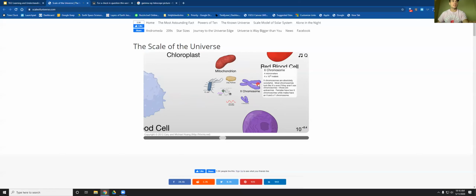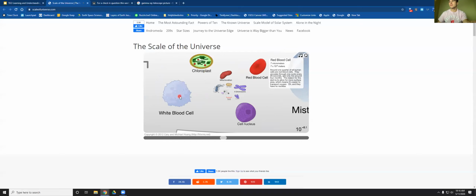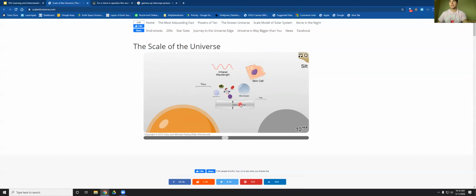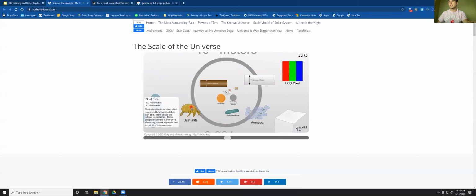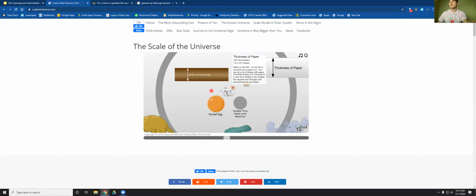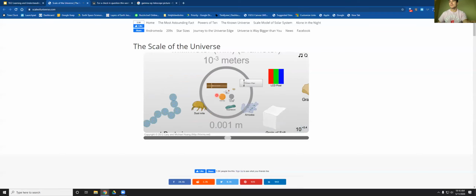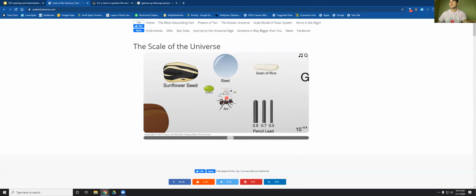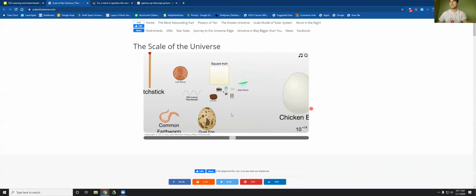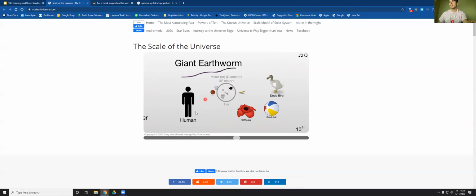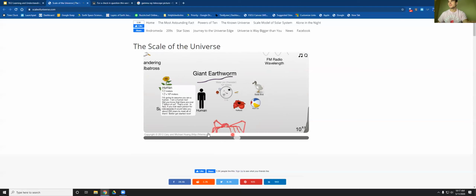There's our chromosomes that make us a boy or a girl. X and Y chromosomes. Blood cells. You'll learn about all those next year, the cells and stuff. A dust mite, the thickness of paper. Air, that's pretty cool. And then ants, pencil lead, grain of rice, coffee bean, chicken egg, penny. We'll keep going. Okay, there's humans. Now we're at human. There's a dodo bird, a basketball. Keep going. That's you, right there.